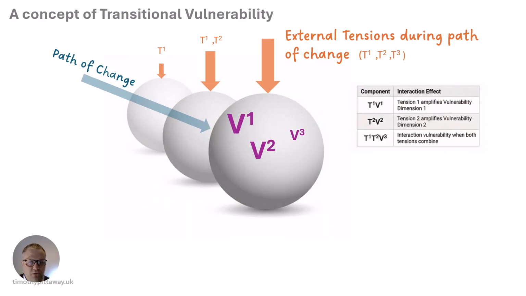So we had to create a formula with this. We can say that the external tensions during this path of change amplify this vulnerability dimension, or can amplify it, not necessarily always. We could also have one tension only affecting one vulnerability, or we could have two tensions affecting one vulnerability. So there's variance within the system.